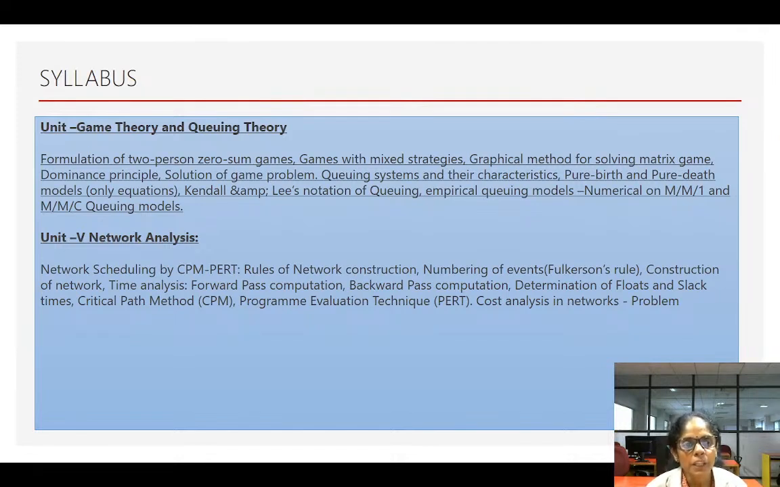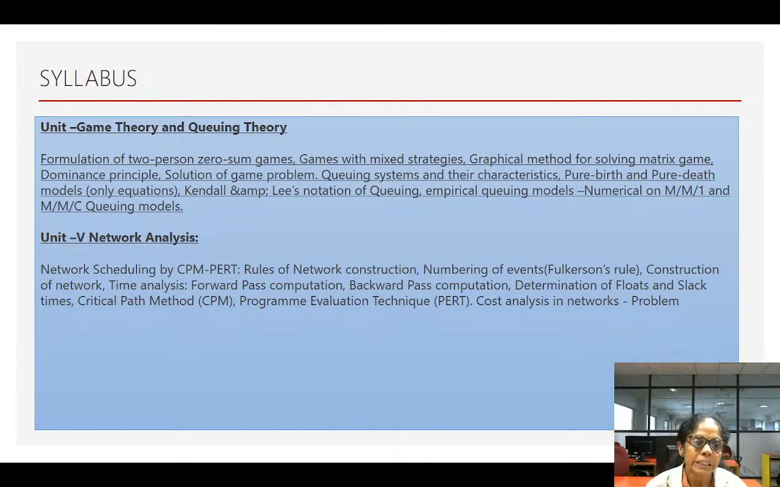In game theory, we are studying formulation of two-person zero-sum games, games with mixed strategies, and graphical representation of games. There are many procedures like solving a game by dominance principle. And again, queuing theory. In queuing theory, we are studying queuing systems and their characteristics, pure birth and pure death models, Kendall's notation, and so on, and numericals on M/M/1 and M/M/C queuing models.